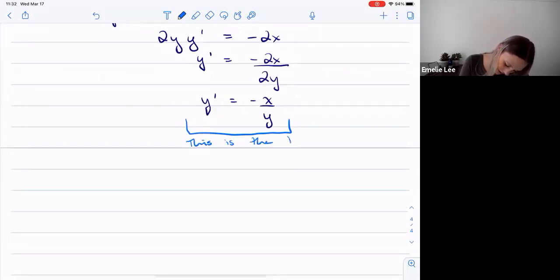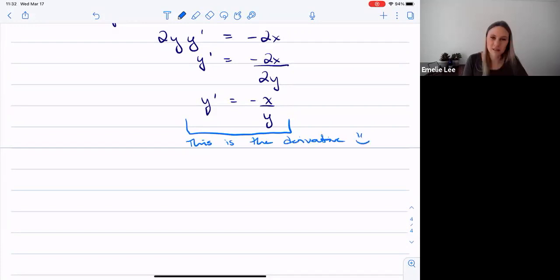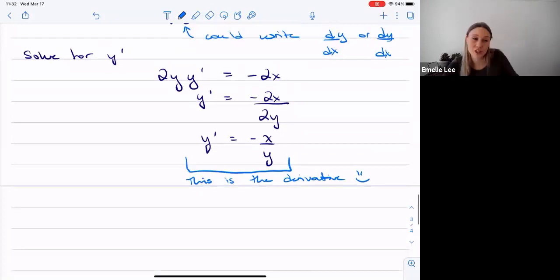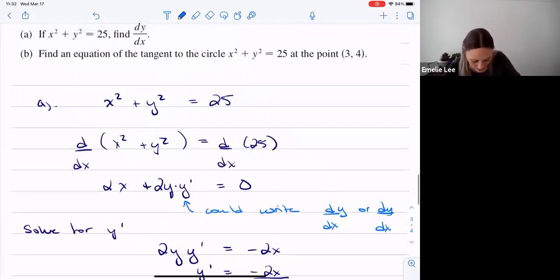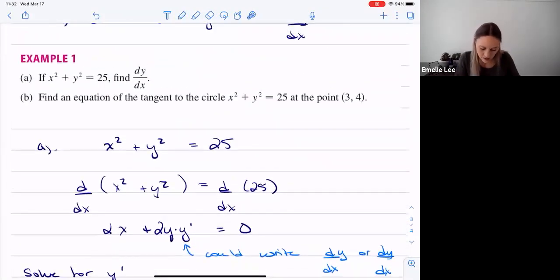This is the derivative. Great. Now, I think we had some more parts. Yeah, we want to find the equation of the tangent line. So this was part A. Okay. So we wanted to find dy/dx. dy/dx is just y prime. So that's fine.